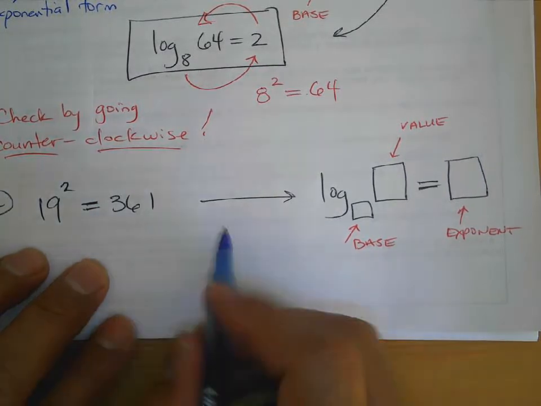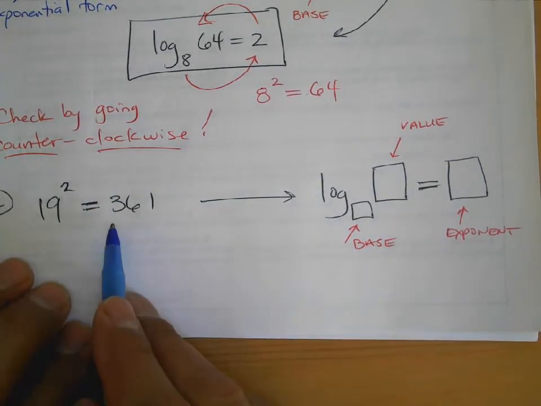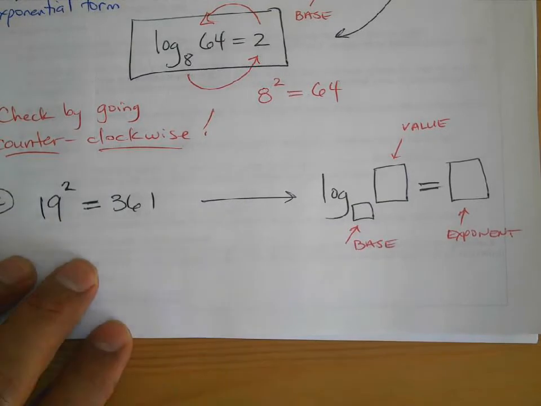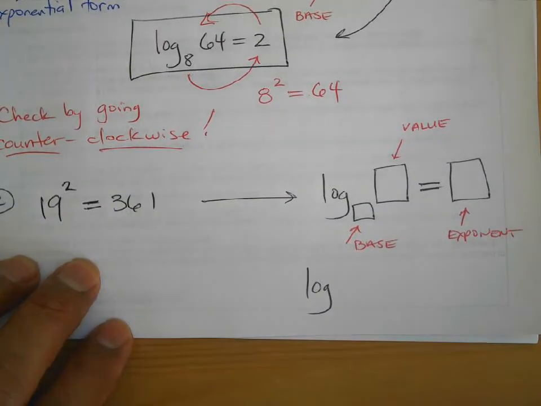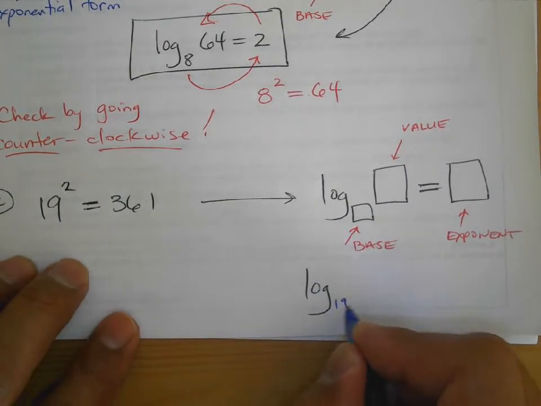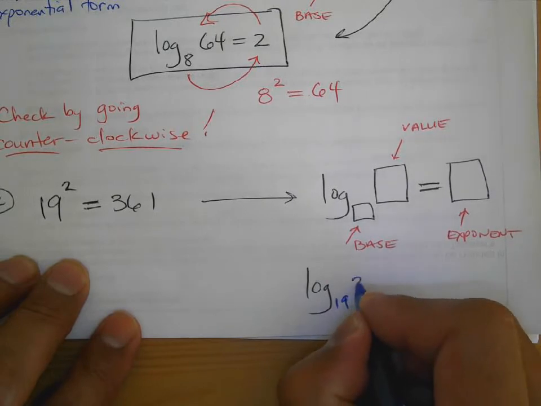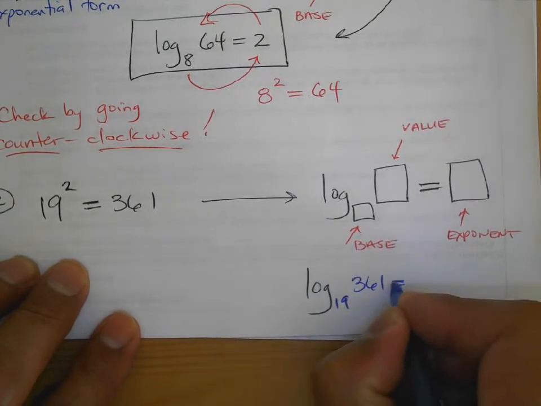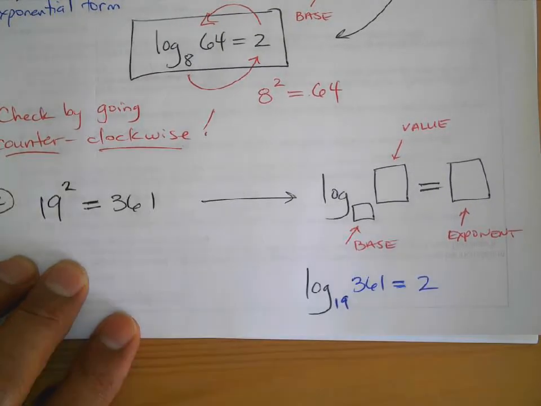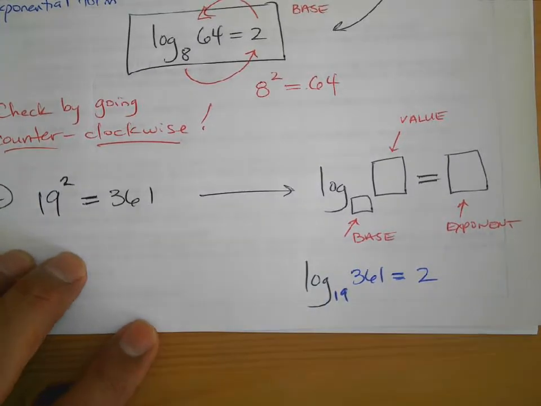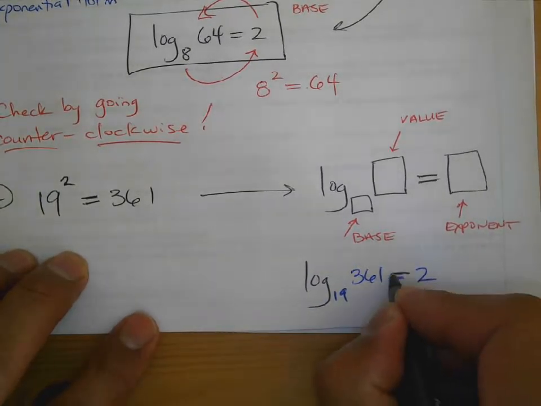So your answer for this in logarithmic form to say the same thing would be what? Log, the base is what? 19 goes down here. The value goes here, 361. The power or the exponent goes here. Okay?